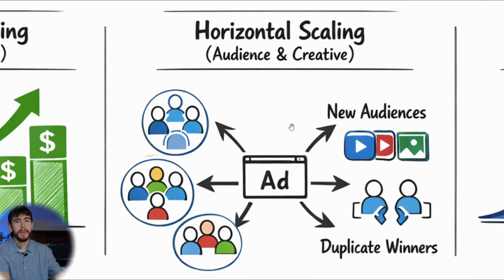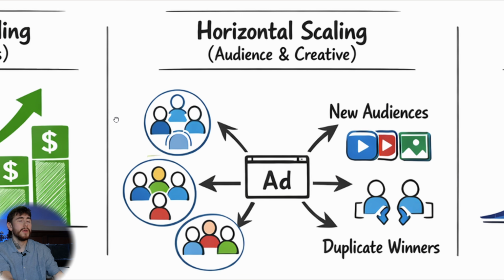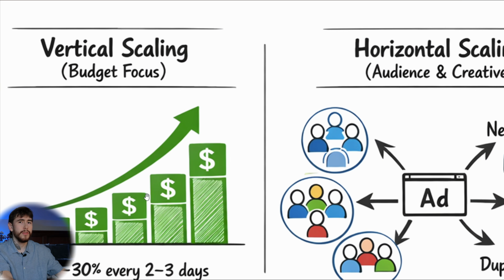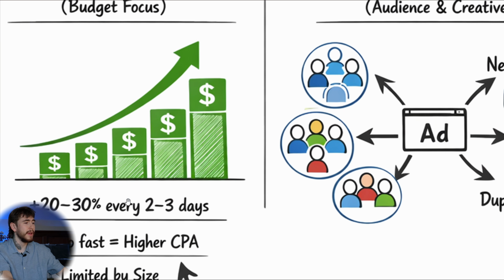But like always with this method, kill your underperformers really quickly and double down on your winners. But next up we have vertical scaling, otherwise known as budget scaling. This is where you're gonna take your better performing campaigns and just simply increase your ad budget by 20 to 30% every 2 to 3 days.